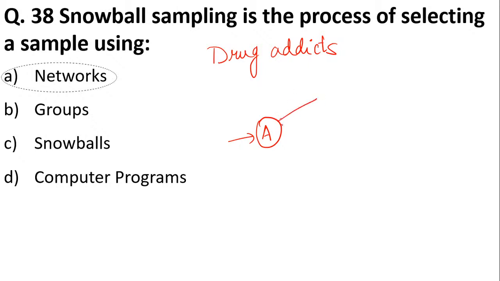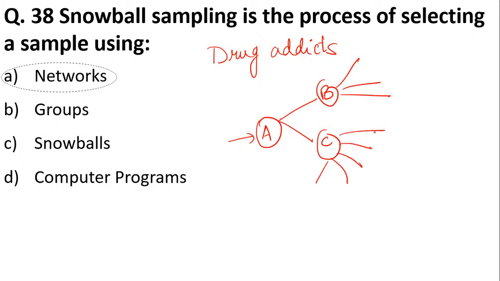So he might tell you names of two people. Then B will tell you names of three people and C will tell you names of five people. So what is this? A network is going on. Snowball sampling is this procedure when you are collecting a sample through a network. You found A, then you asked A for other people. He told you names of two people, C told you names of five people, and these people tell you other names as well. So this is a network.